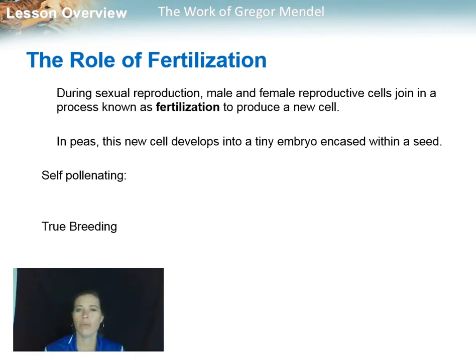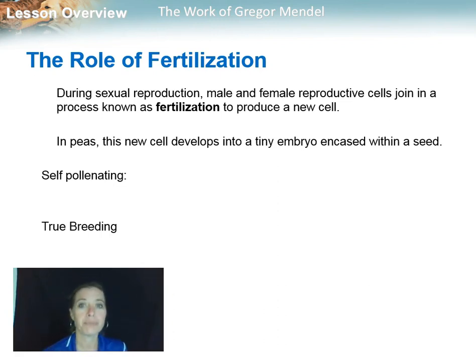So the way that plants make sure that they don't self-pollinate and they don't clone each other is the male parts mature at a different time than the female parts. So what he would do is he would just wait for the male parts to mature, he would collect the pollen, and then when the female parts mature, he would fertilize the plant. And he kept doing that until he got what he called true breeding plants.